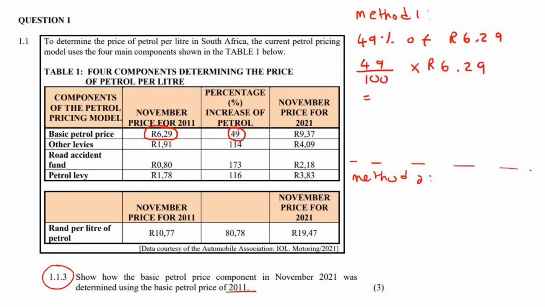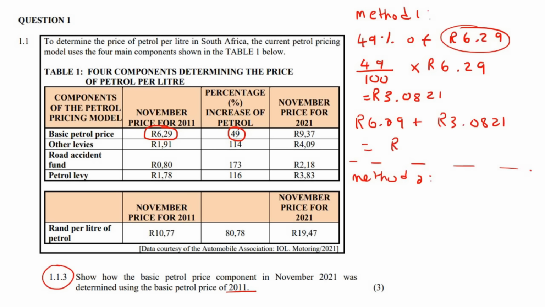If you had to work this out, you're going to get 3.0821. I'm not going to round off because that's not my final answer. And so then that's the percentage increase. So then you can just add it onto the original. So you could just say 6 Rand 29 plus 3 Rand and then 0821, and if you had to work that out, you get 9 Rand and 37 cents if you round to the nearest 2 decimals. And that's what they got.